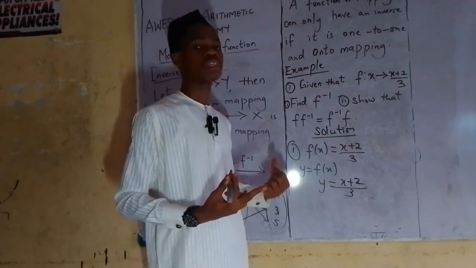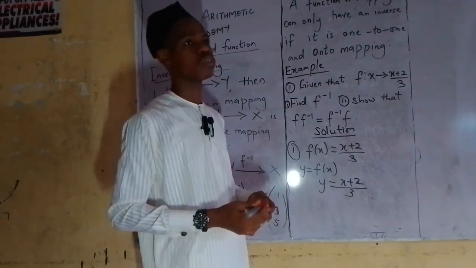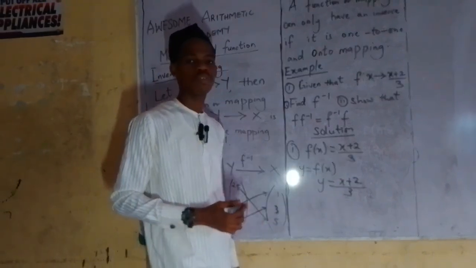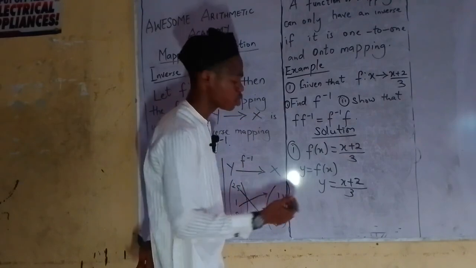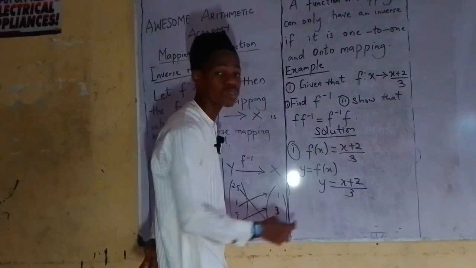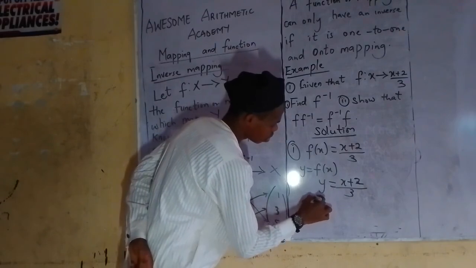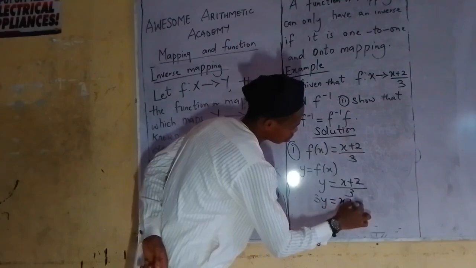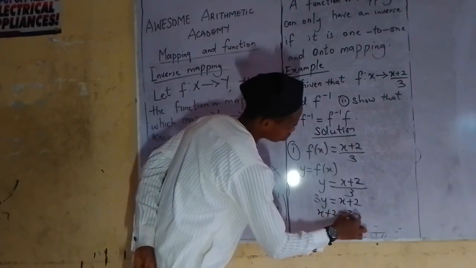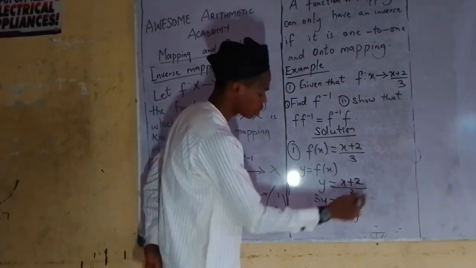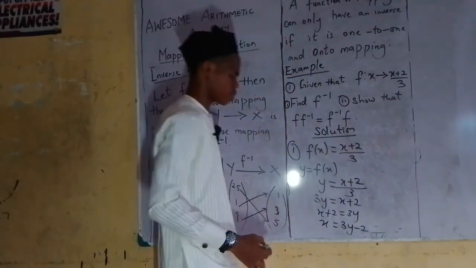Once x is out now, it will stand as the output. And then this y will now turn to the input, which is what we are meant to do. So now we are making x the subject from here. What's the first step we need to take? We cross multiply. We multiply by 3 on both sides. So now 3 multiplying y will give us 3y equals x plus 2. Now by rearranging, we'll have x plus 2 equals 3y. And taking plus 2 to the other side, it will make me have x equals 3y minus 2.